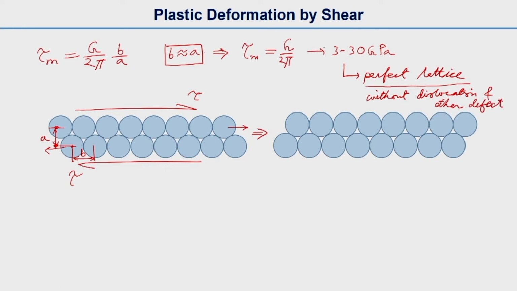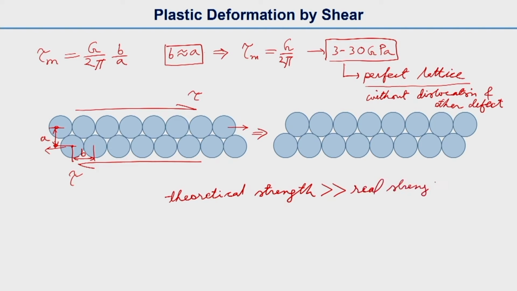If it is a perfect lattice without dislocations or other defects, its shear strength will be very high. This is the theoretical shear strength. The theoretical strength is much higher than what we get in experiments, perhaps 100 times or thousands of times higher than the real strength of the material.